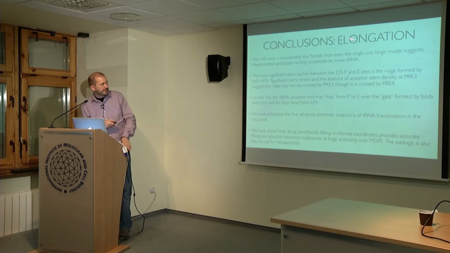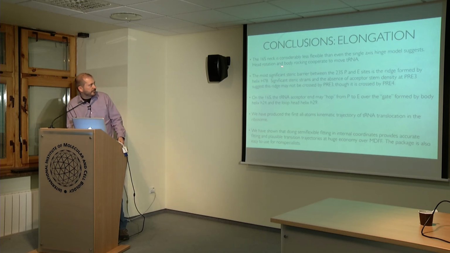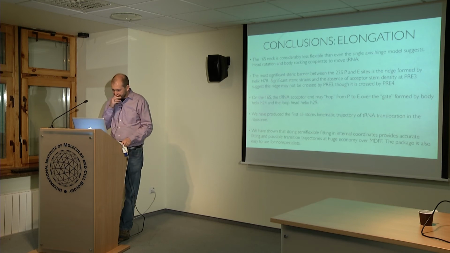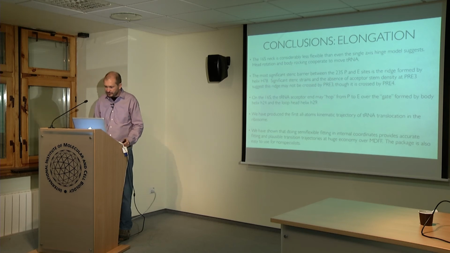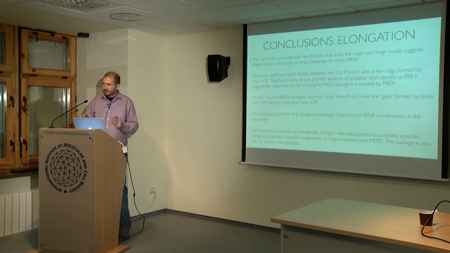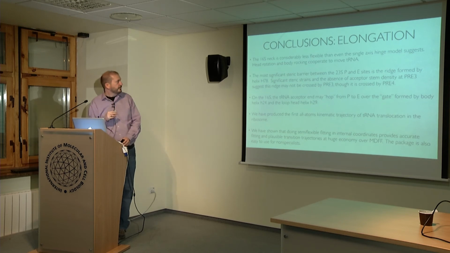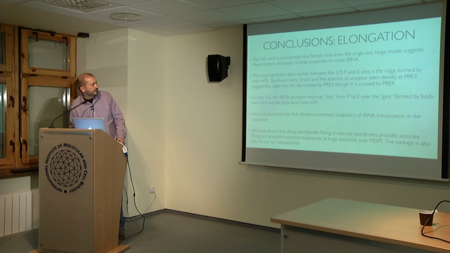Again, I didn't go into this in great depth, but the translocation is a cooperative motion between tRNA and the 16S. The tRNA again is moving a little bit less than you might expect just from looking at these structures separately. The most significant steric barrier between the 23S P and E sites is this ridge formed by helix H78. This has implications as to when exactly the hybridization happens.